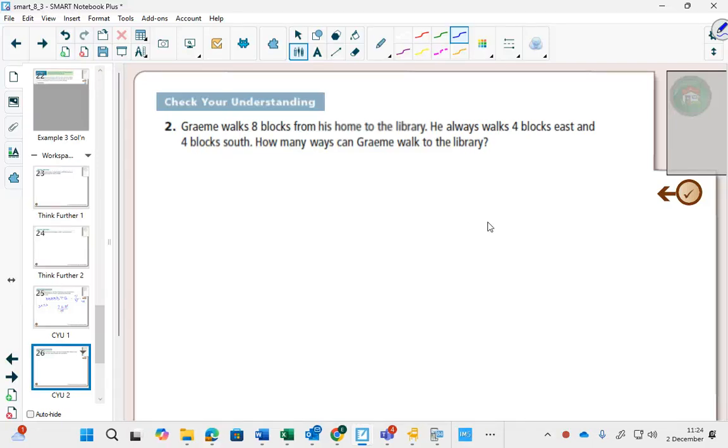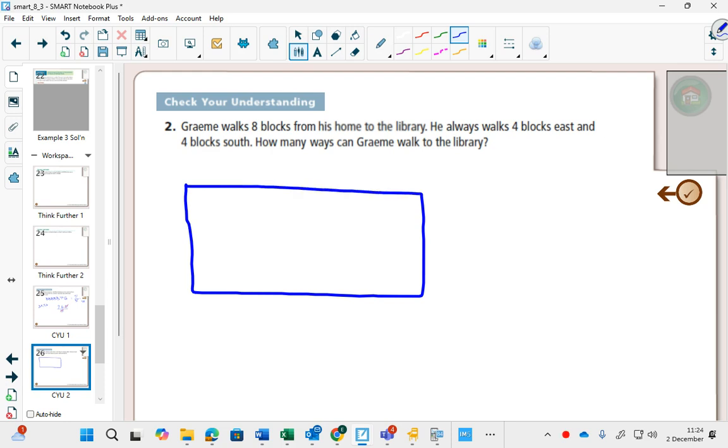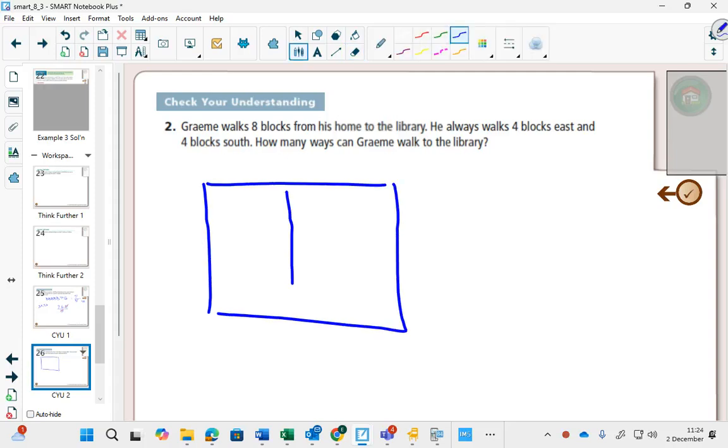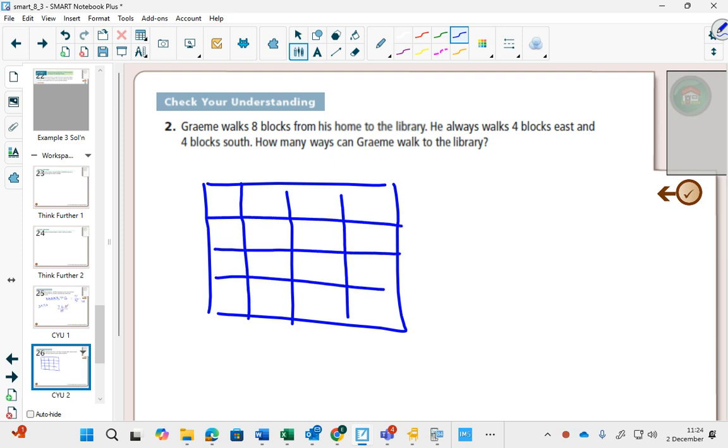And we get to example 2. Graham walks 8 blocks from his home to the library. Okay, so I'm going to draw this out. Oh, this is not quite a square. There's a square.